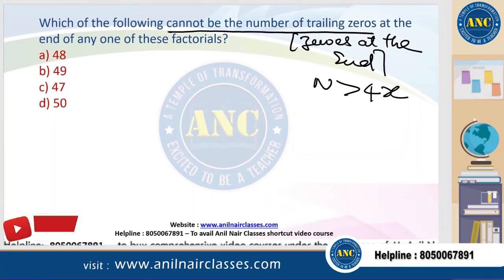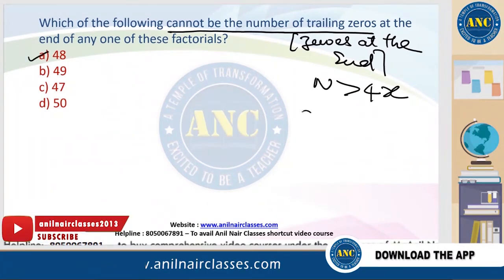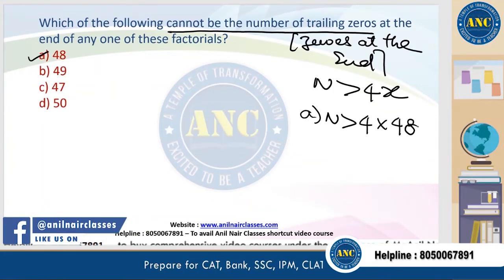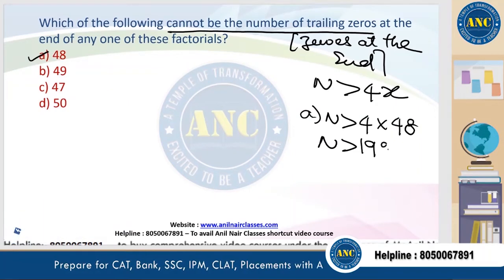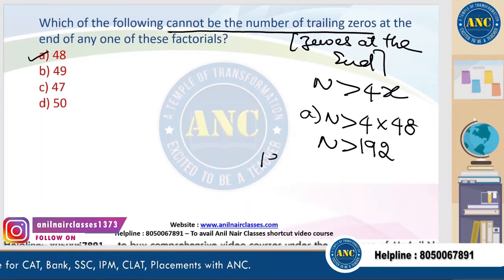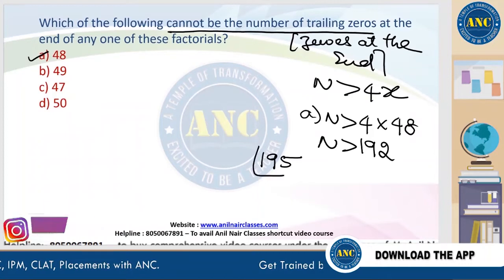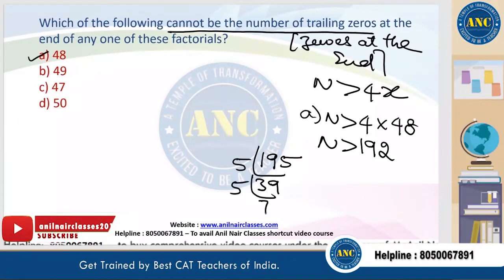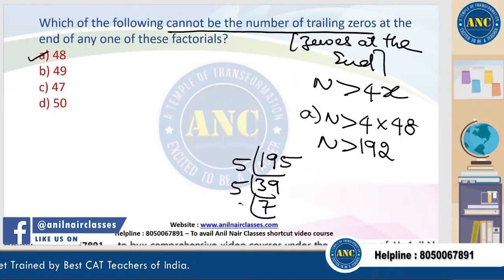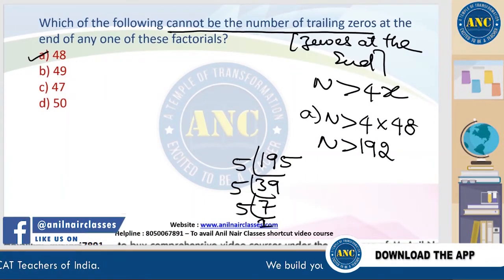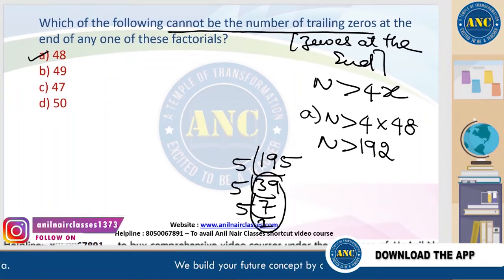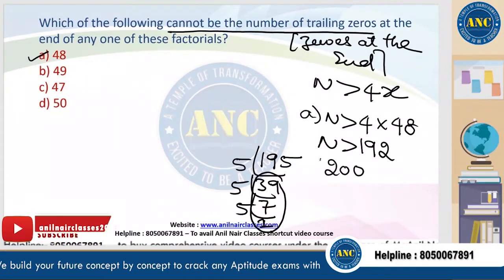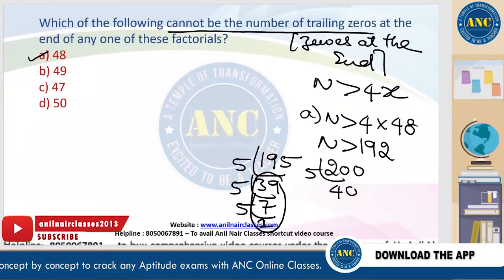N is greater than 4x. Let me put the first option. N is greater than 4 into 48. N is greater than 192. What is the multiple of 5 greater than 192? 195. 5 39s are, 5 7s are, 5 1s are. 39 plus 7, 46 plus 1, 47. I got 47. 200. 5 40s are 200.